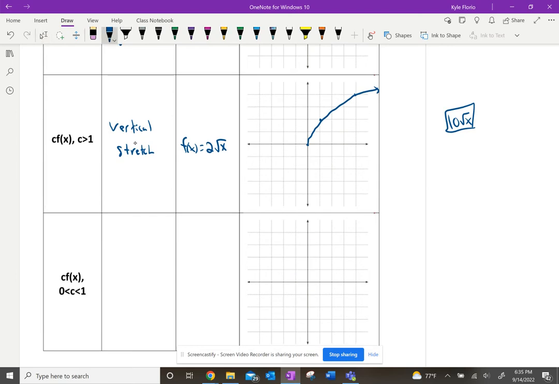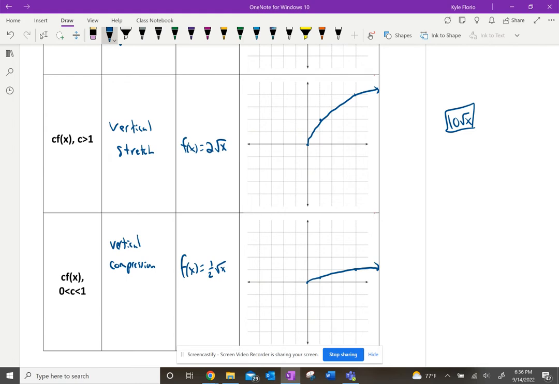If you use a number smaller than 1, like a half, now things are going to get half as big. We'll call that a vertical compression. And so something like 1/2 of the square root of x. Now the points are going to get smushed. They're going to be half the height that they were. Okay.